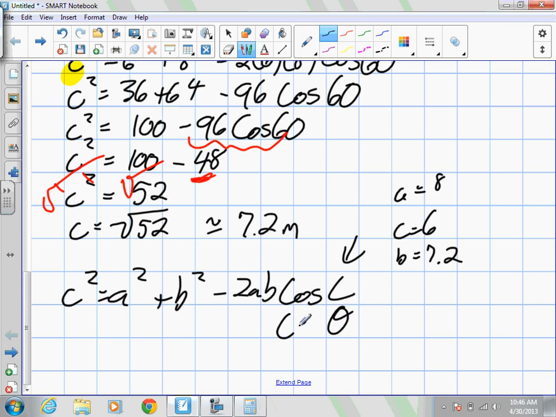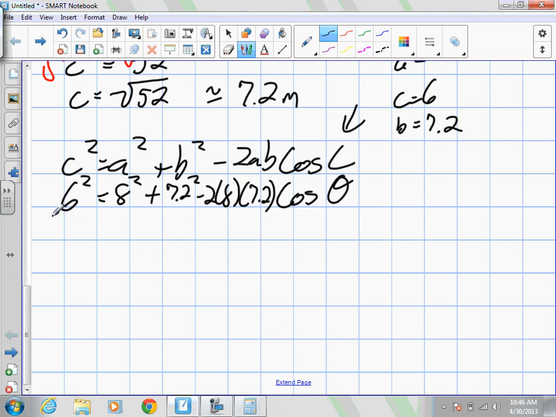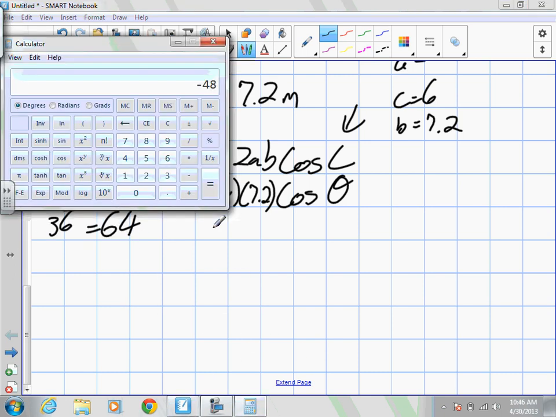C is 6, so we have 6 squared is equal to 8 squared plus 7.2 squared minus 2 times 8 times 7.2 times that cos theta. All I did was replace all the side lengths. This will become 36 is equal to 64. Anyone know what 7.2 squared is? Top of their head? 51. It should be almost 52.